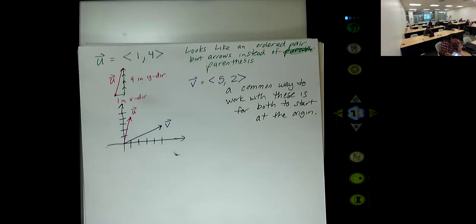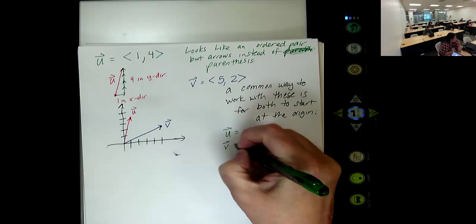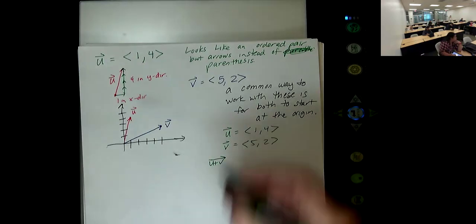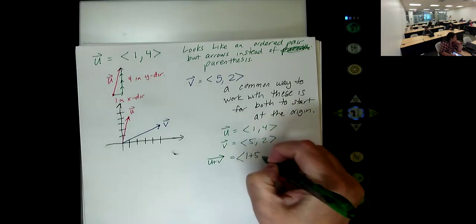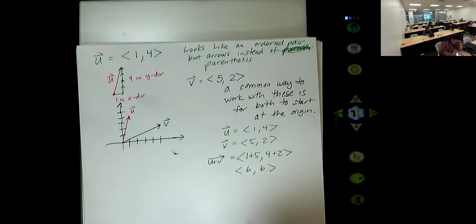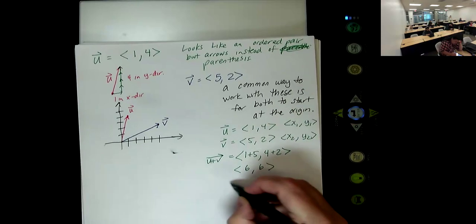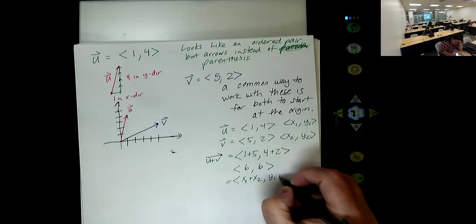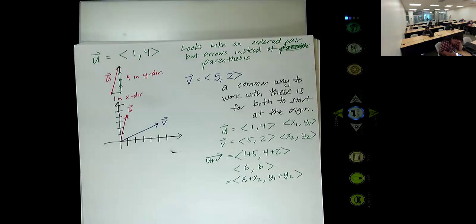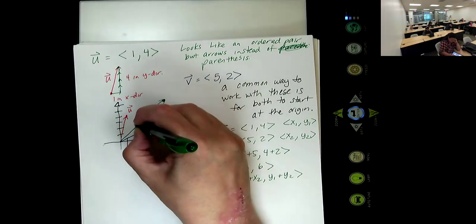Alright, so if I wanna add vector u and v, the vector u plus v, you add the x components, 1 plus 5, and you add the y components, 4 plus 2, and get 6, 6. So if this were x1 and y1, and this were x2 and y2, the vector is x1 plus x2 comma y1 plus y2. That is vector u plus v.